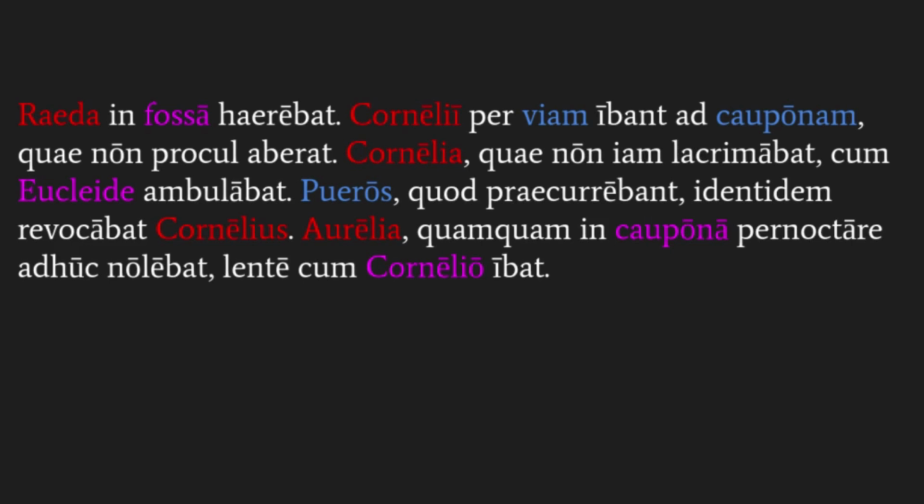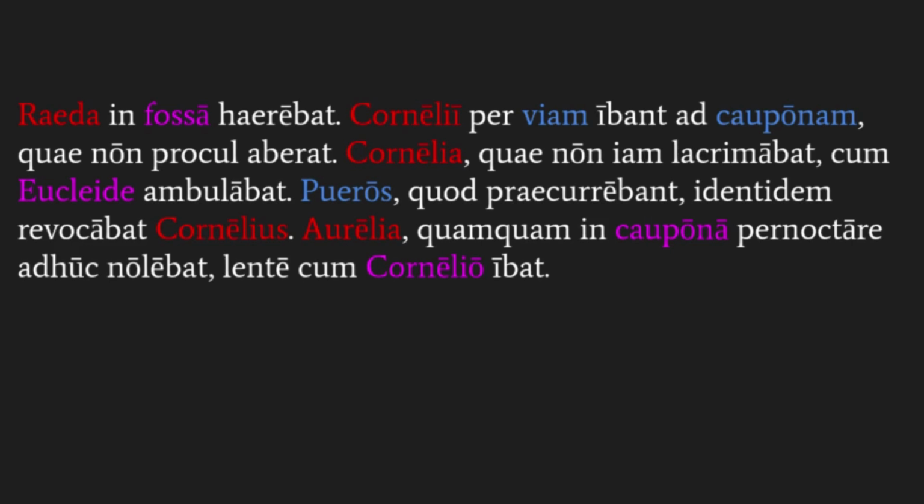So you start with your subject. Cornelius, identidem, again and again, revocabat, was calling back the pueros, the boys. So he keeps recalling them or telling them to come back. And it's the boys because praecurrebant, they were running ahead. They were running past him. So the boys keep running up the road. Cornelius, again and again, was calling them back.